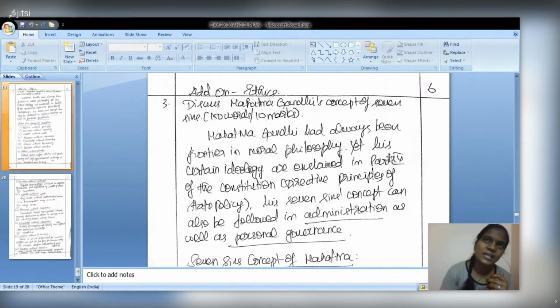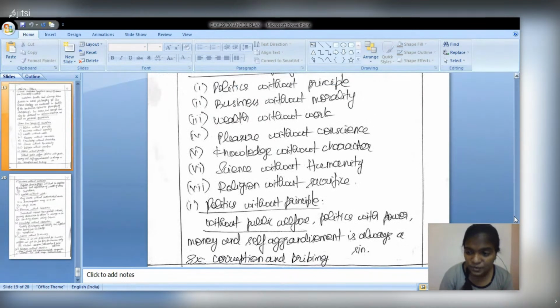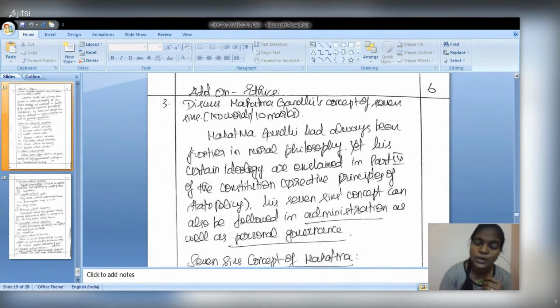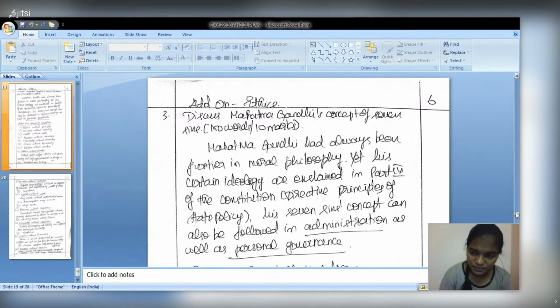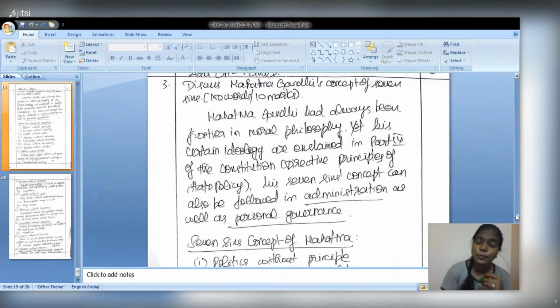Because already we have seen John Rawls's concept, now we are seeing Mahatma Gandhi's concept of seven sins. Here you cannot write it as though they are your seven sins. You have to write a clear-cut answer for this, because the seven sins of Mahatma Gandhi should be memorized, like we have the eightfold path of Buddha.